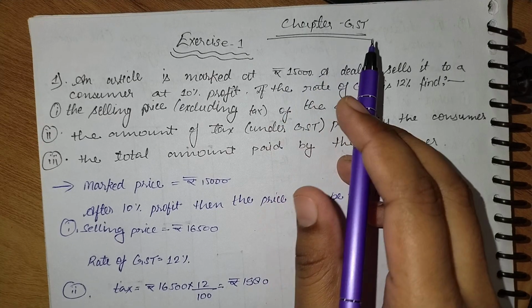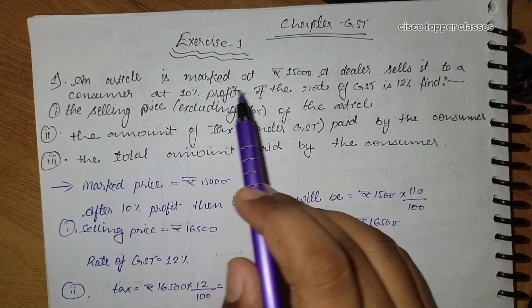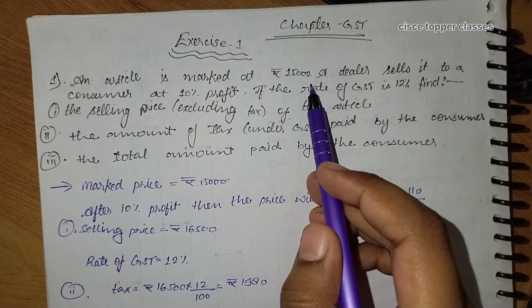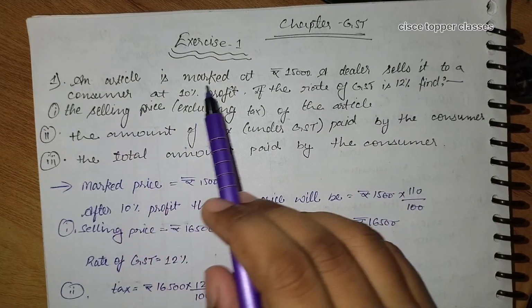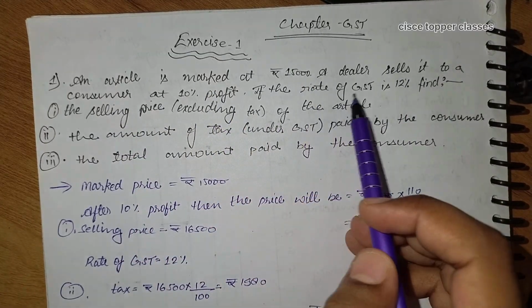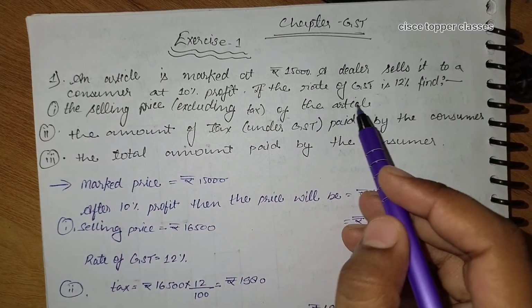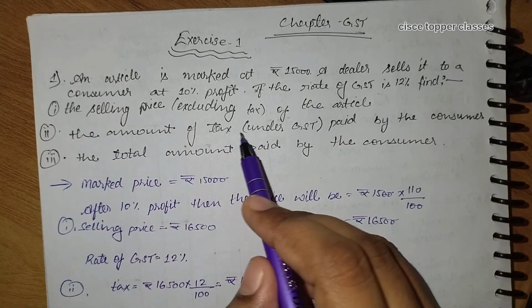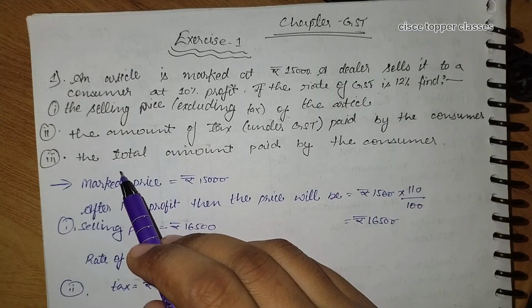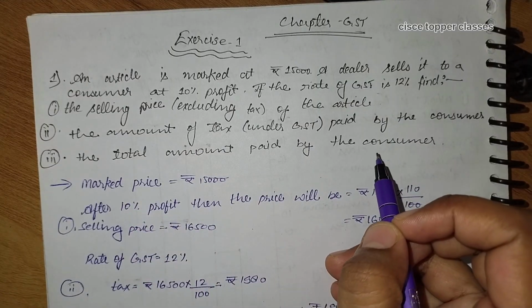Let us solve here chapter GST exercise 1. An article is marked at rupees 15,000. A dealer sells it to a consumer at 10% profit. If the rate of GST is 12%, then find the selling price excluding tax of the article and the amount of tax under GST paid by the consumer. The third is the total amount paid by the consumer.